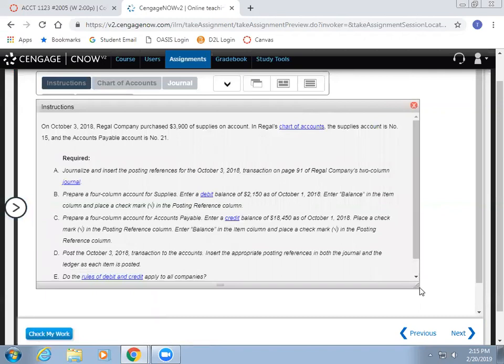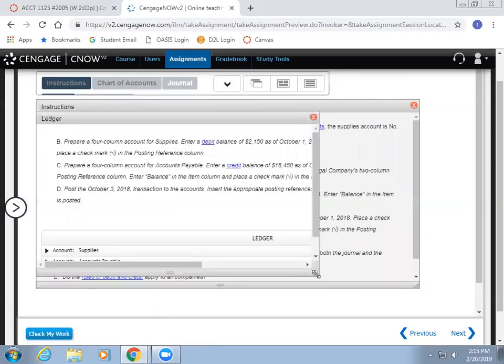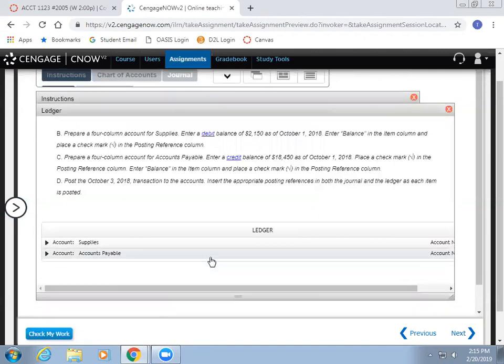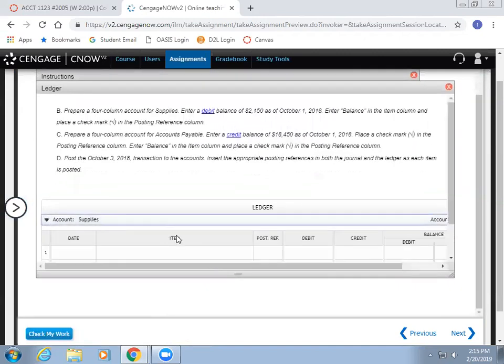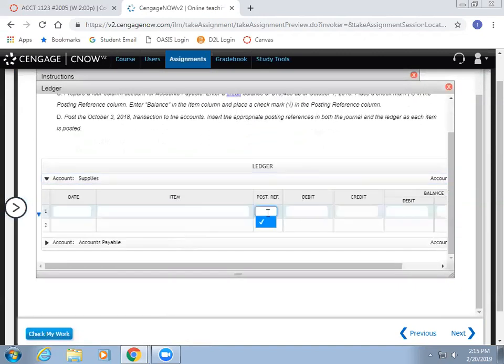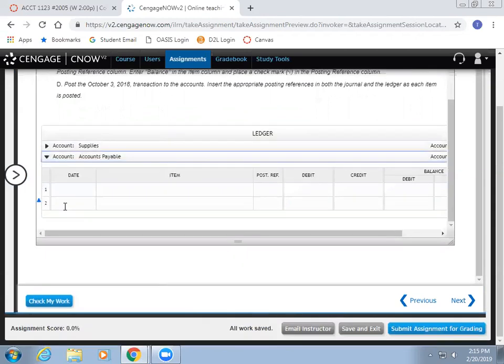On the ledger, when it says the balance, you put the balance for supplies and then the balance for accounts payable, and it asks for a post reference. I've put in every number I can think of. You just put in a check mark if it's just the balance. How do I get the check mark? It doesn't drop down for you. Yeah, the second one doesn't, on accounts payable.